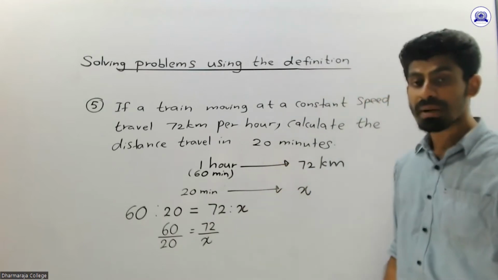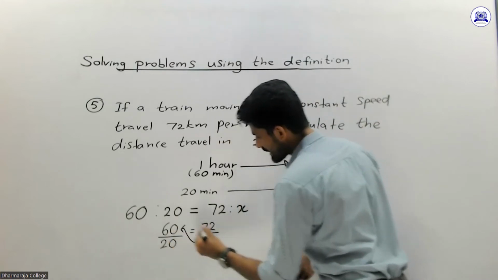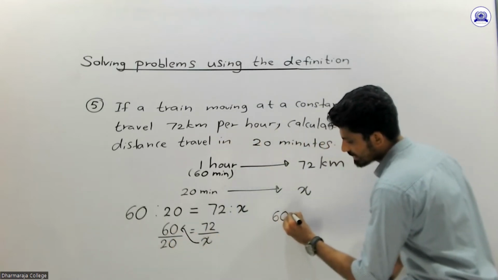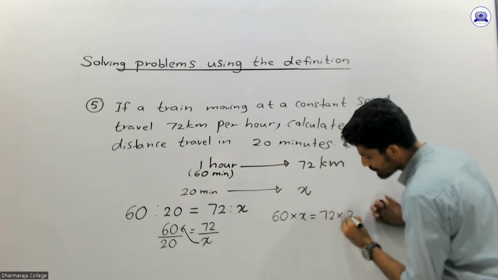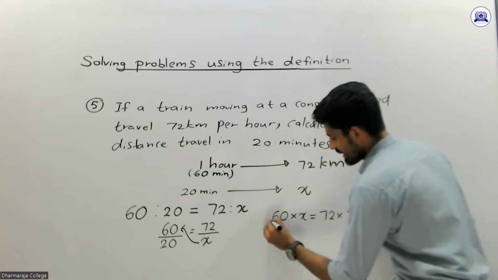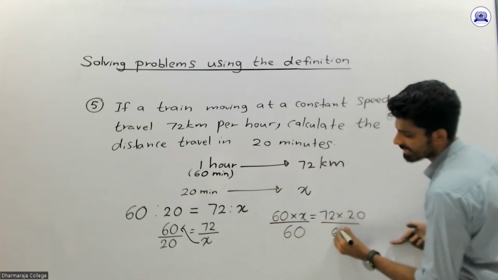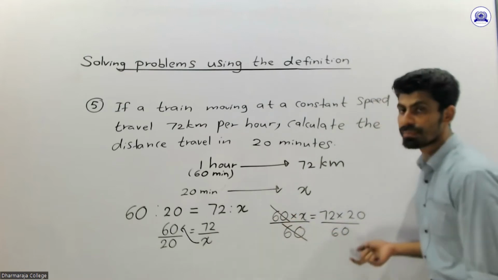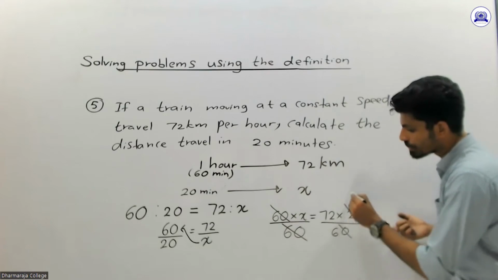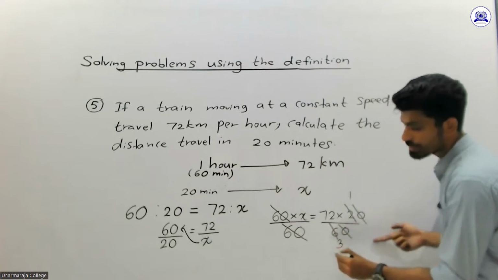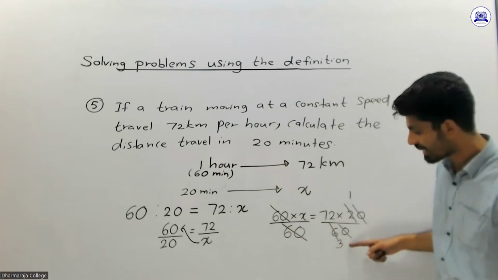Now you can do the cross multiplication, my dear student. 60 into x equals 72 into 20. That means you need to divide both sides by 60. 60 by 60 will be cancelled out, 0 by 0 will be cancelled out. 2 divided by 2 equals 1, 6 divided by 2 equals 3.